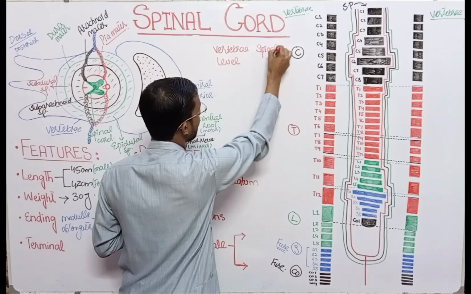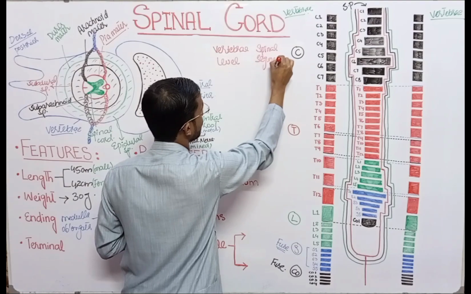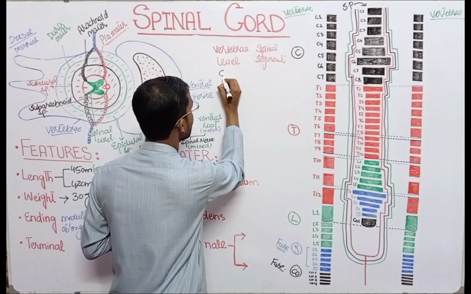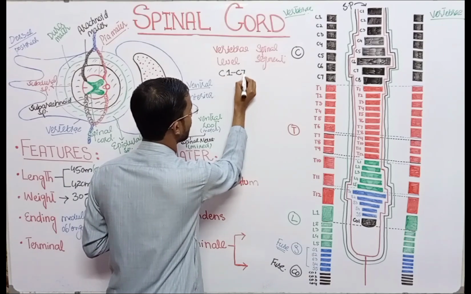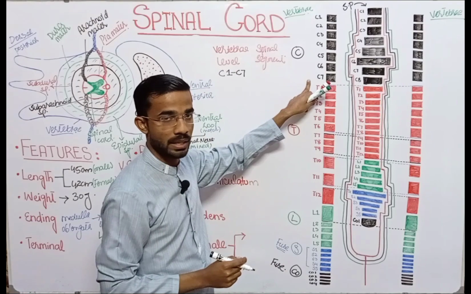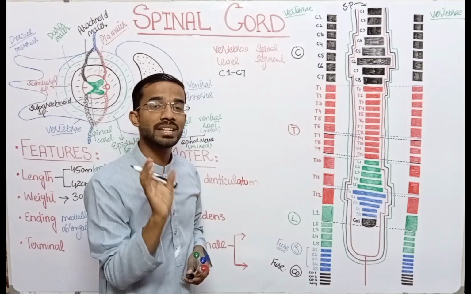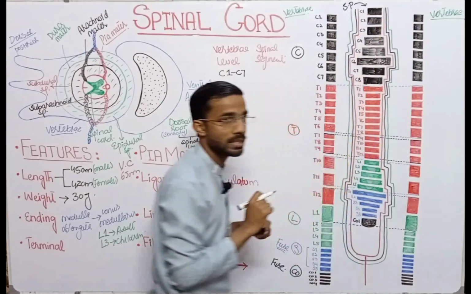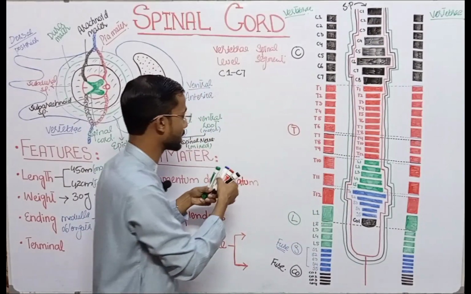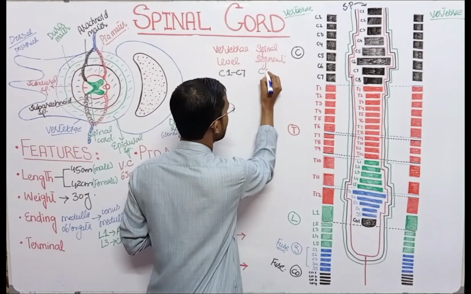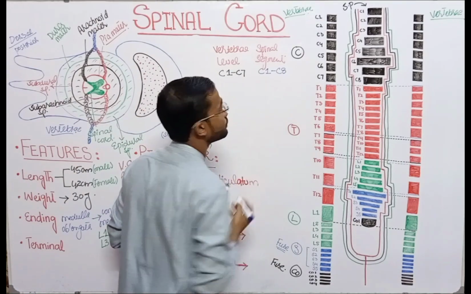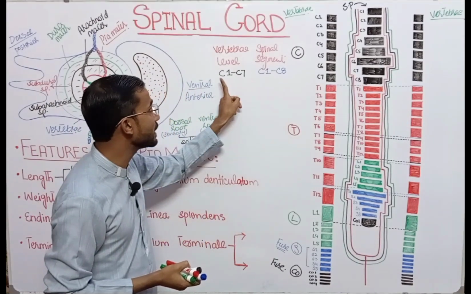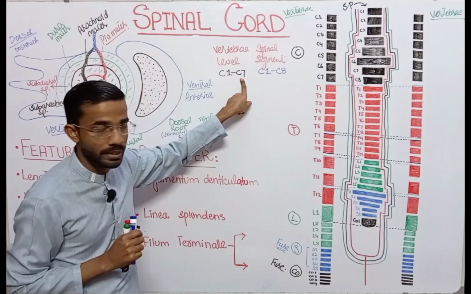Here is the spinal segment. In that situation, first you will see that C1 to C7 are basically the vertebrae, in which you will see the different segments of the spinal cord. What segments? C1 to C8. The C1 to C8 segments of the spinal cord lie between C1 to C7 of the vertebra.